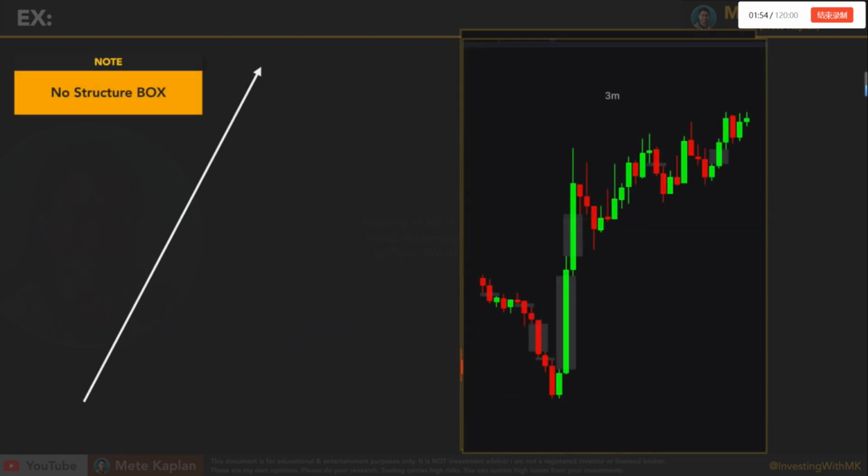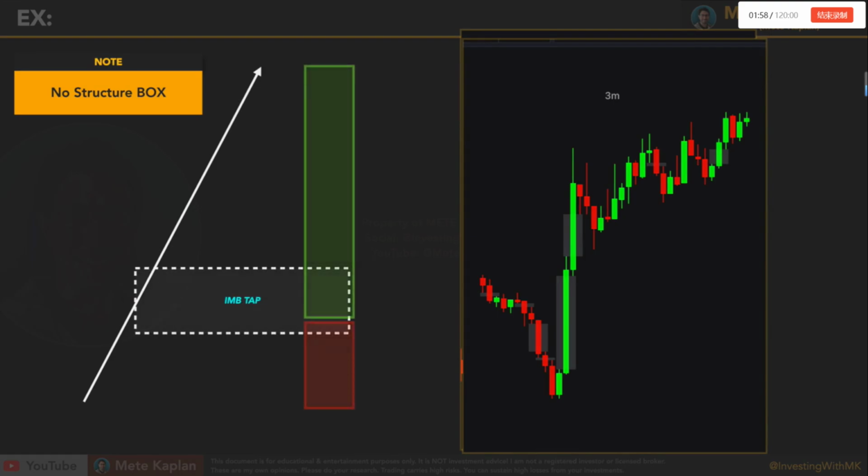I also want to mention this. Sometimes, once I point out a good rally with higher time frames, I can easily jump low time frame imbalances without any structure box. Because I know that some rallies are very fast and I do not want to miss them.